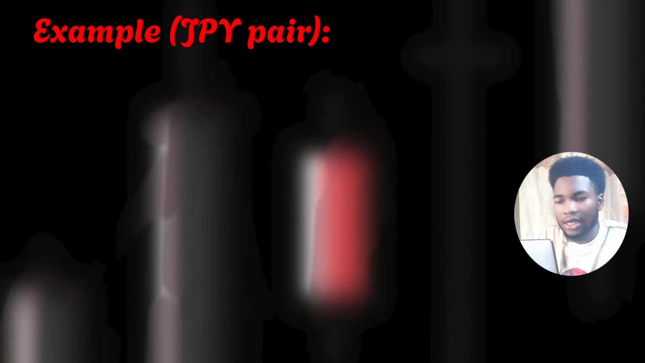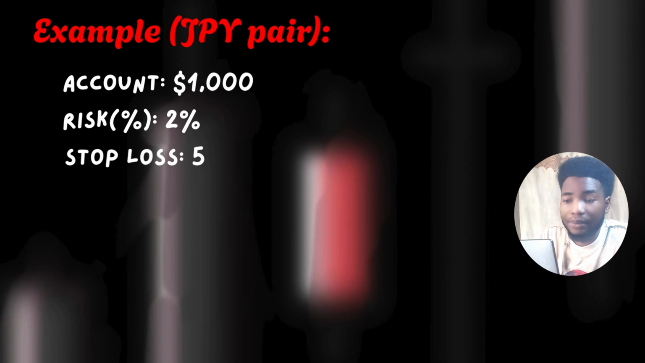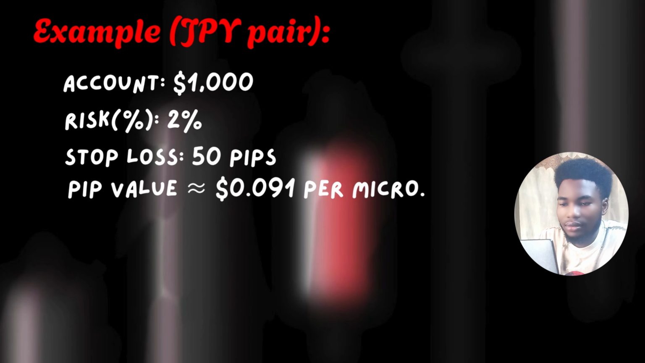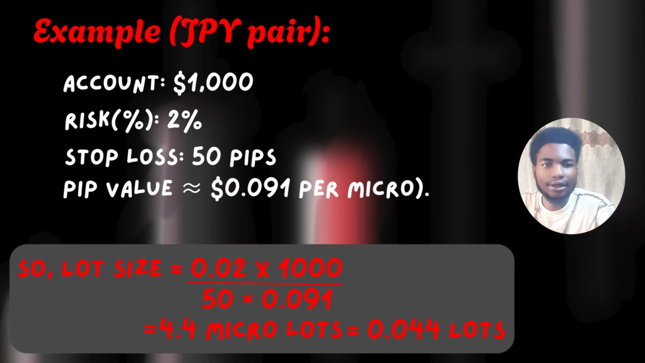So that's it. Example for JPY pair. Let's assume we still have a $1,000 account. Now the account balance is $1,000 and we are risking 2%. Then the stop loss is 50 pips. Then our pip value is approximately $0.091. So lot size equals 1,000 times 0.02 divided by 50 times 0.091, which is equal to 4.4 micro lots, and that can be converted to 0.044 lots. So that's it for that.